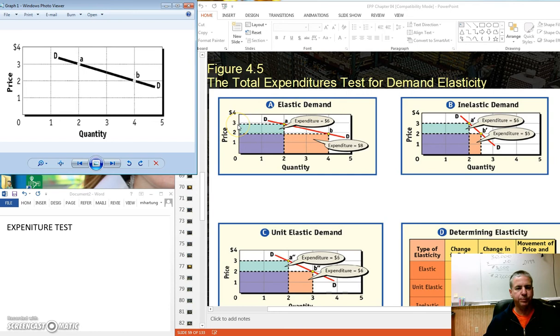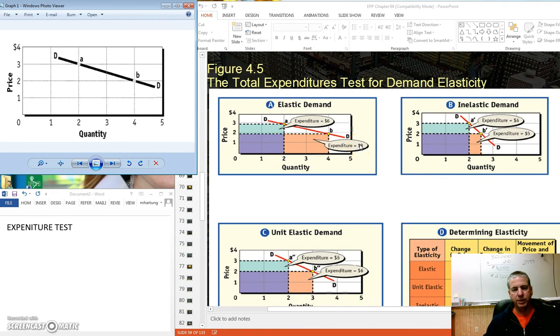Elastic demand. At a price of $3, move out along to our demand curve here, drop down, the quantity is 2. So $3 times a quantity of 2 items equals an expenditure of $6. Now in this example, it's showing what would happen if the price dropped by $1, if it went from 3 to 2. And so you can see here, if you draw this line out to your demand curve, drop down, quantity demanded of 4. So $2 times 4 equals the $8 here.